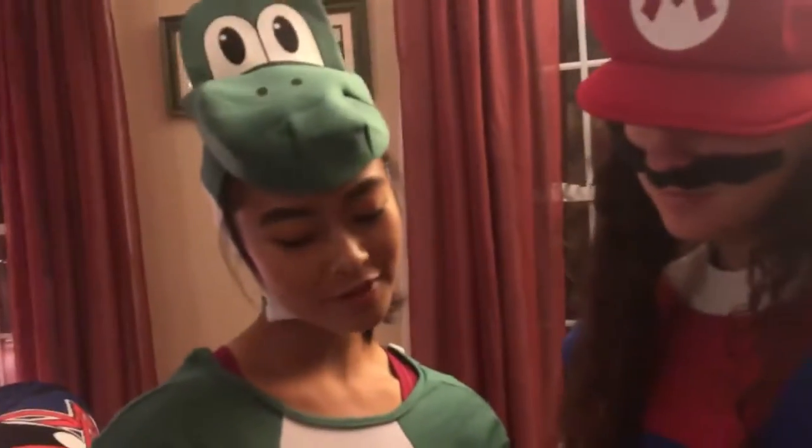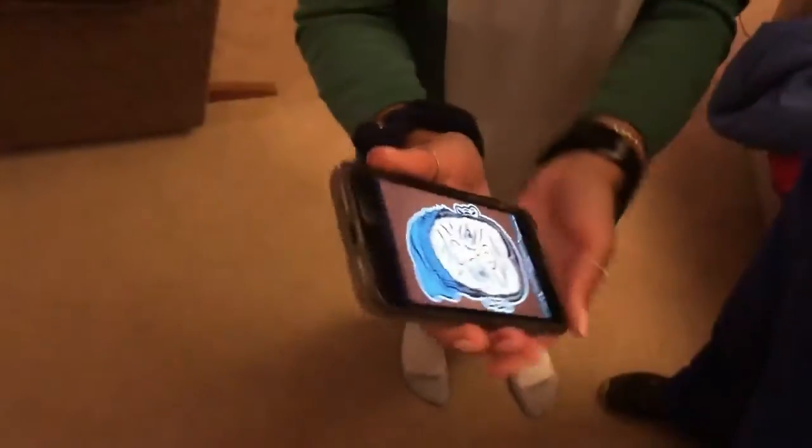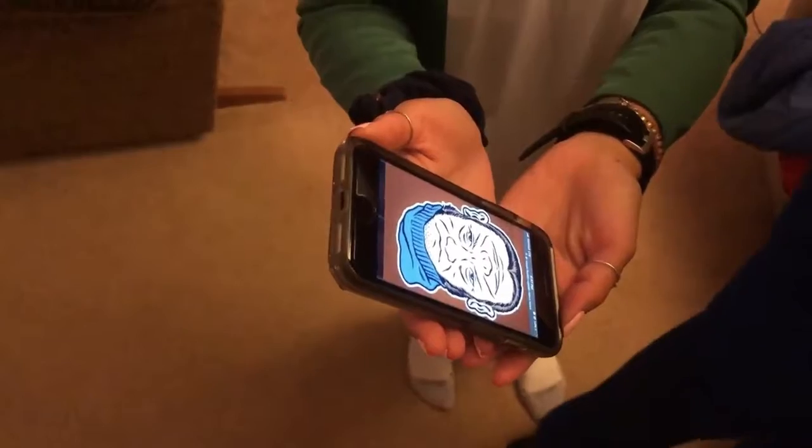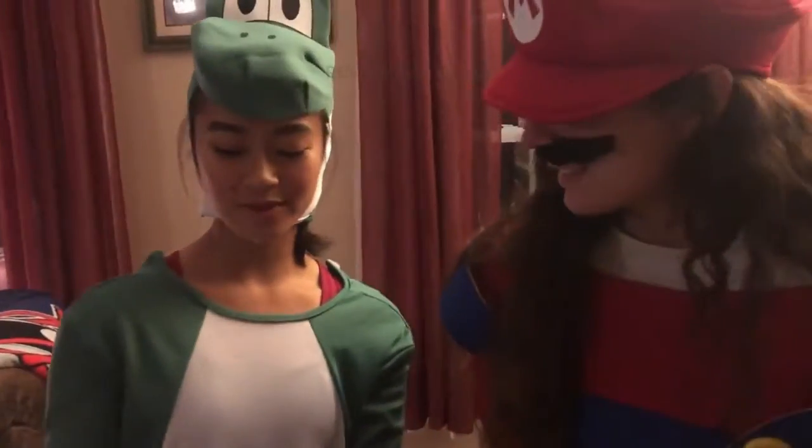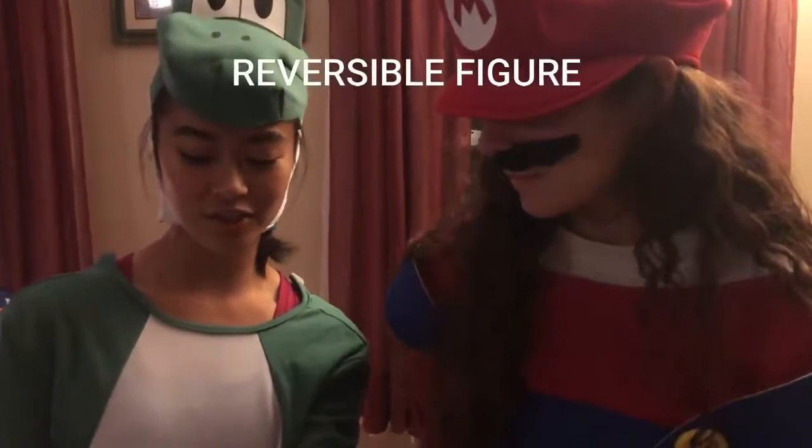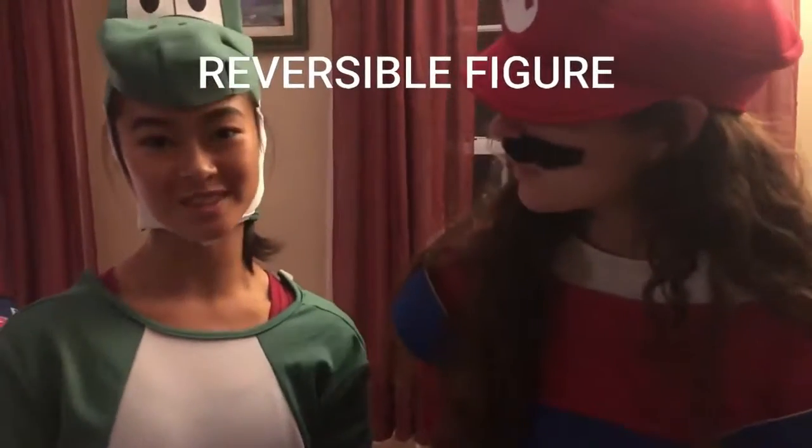So, Mario, what do you see in this picture? I see a grumpy man with a turtleneck. Is that all you see? Try turning it around. No way, now I see a happy man with a hat on. That's because our eyes are able to recognize 2 pictures in a 2D photo because of the reversible figure.